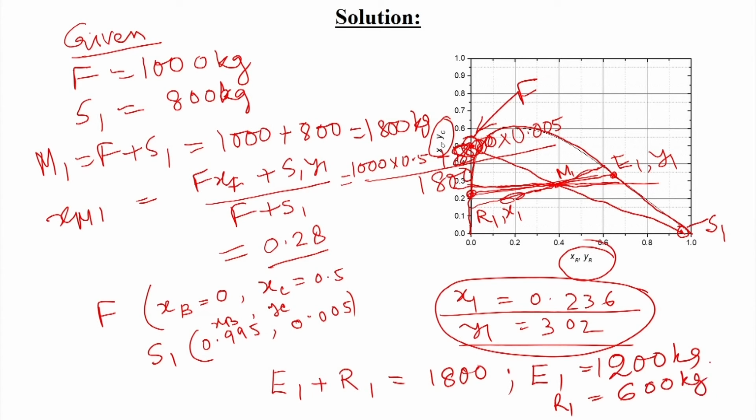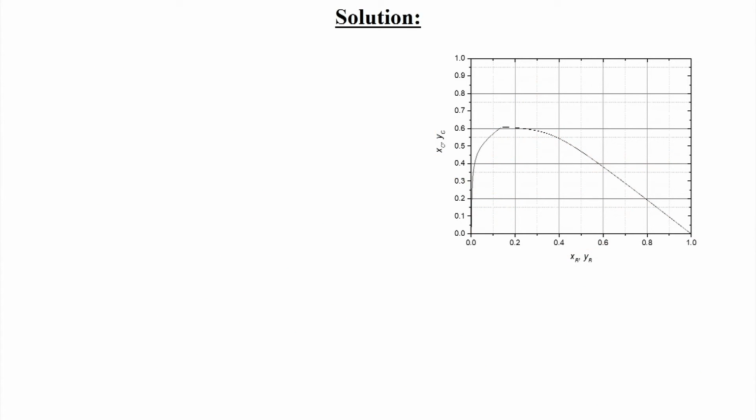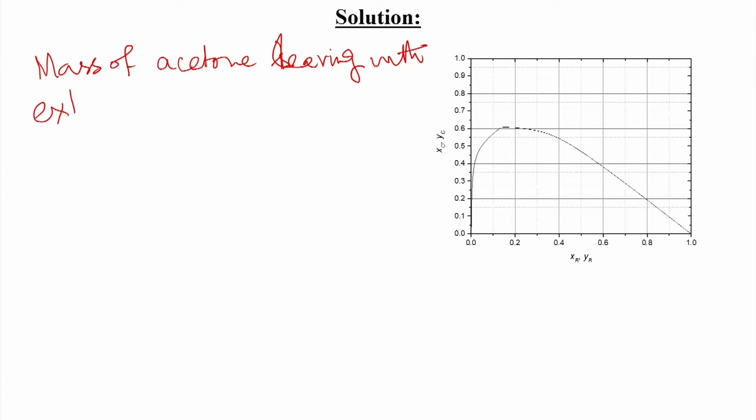Now, how much mass of acetone is leaving with the extract? The mass of acetone, that is the solute, leaving with the extract is E 1 into y 1, that is E 1 is 1200 into y 1 equal to 0.302, which is equal to 362.4 kg.